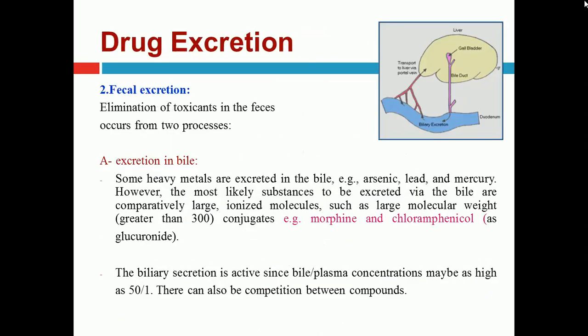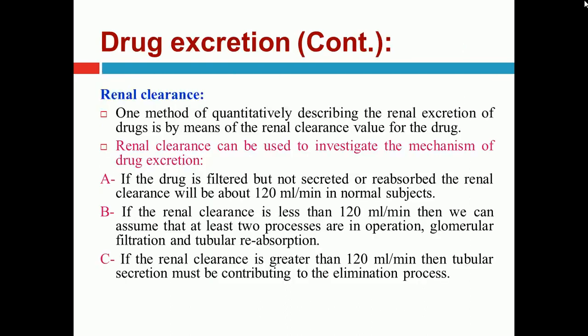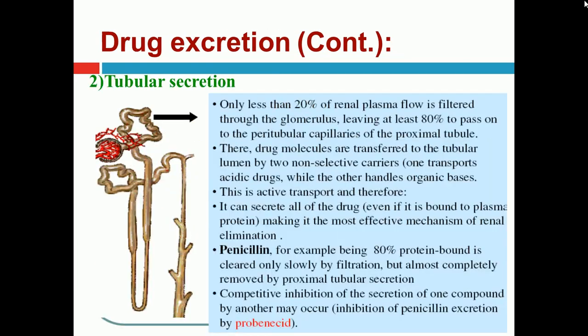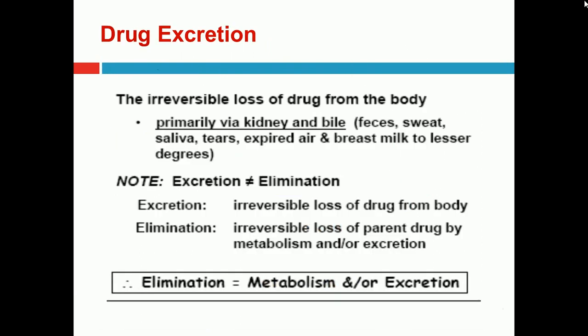So how would we define drug excretion? This is the irreversible loss of drug from the body, primarily via kidney and bile, and to lesser degrees feces, sweat, saliva, tears, expired air, and breast milk. We have already described these. The main routes are kidney and bile.